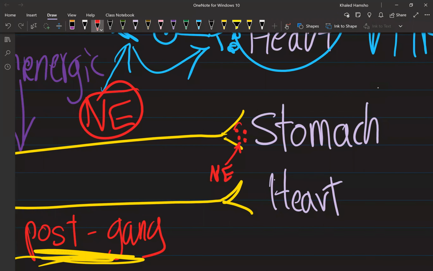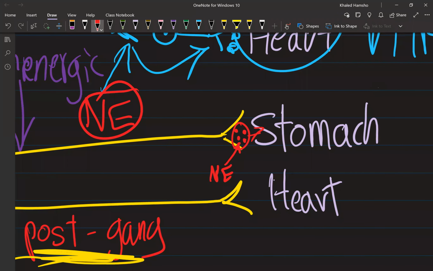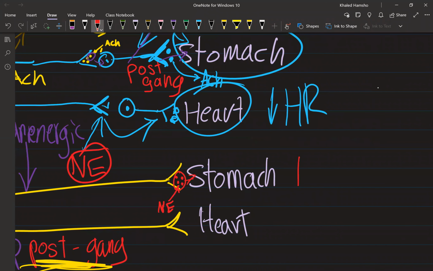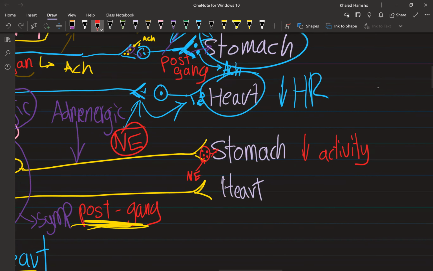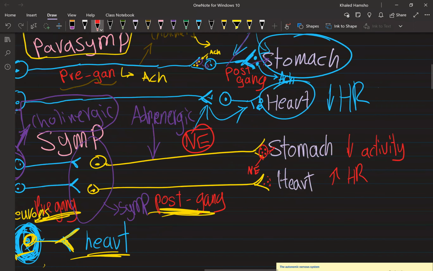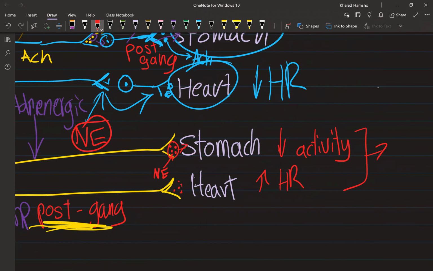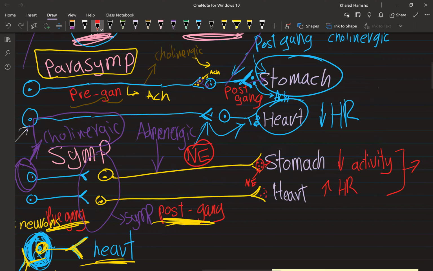So this norepinephrine binds to a receptor on the stomach. And in this case, it'll decrease the activity because we don't need the stomach to work when the sympathetic nervous system is active. And in the case of the heart, it increases its activity and causes an increase in heart rate. This is just a general example. You don't have to memorize these. These are just examples for the sake of understanding.